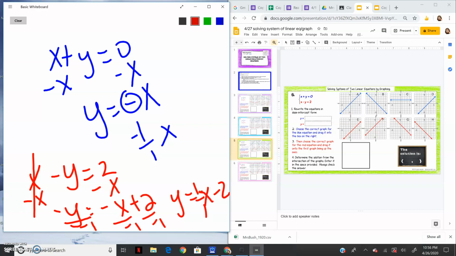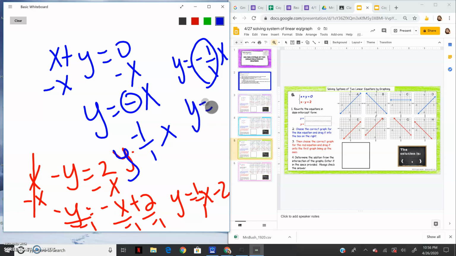Okay, so now let's look at our slide. So we have these two equations. Y equals, you've got your blue of y equals negative 1 over 1x, which you won't see this, it just says negative x. And then you've got y equals x minus 2. Okay, so let's look at the slides.